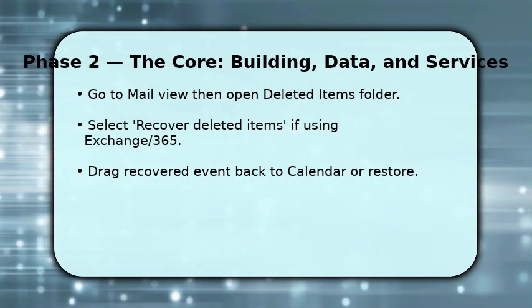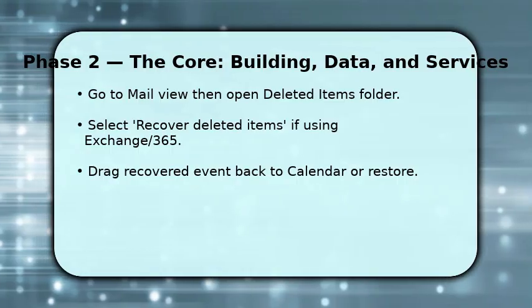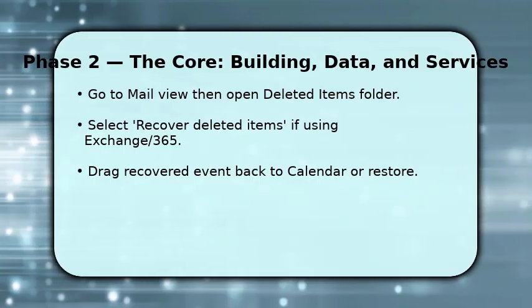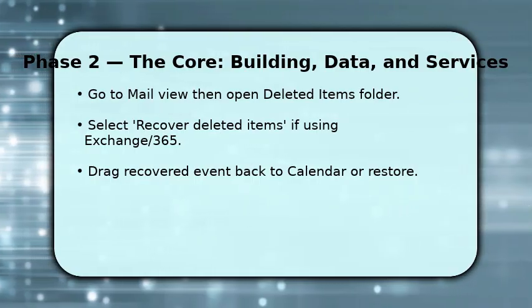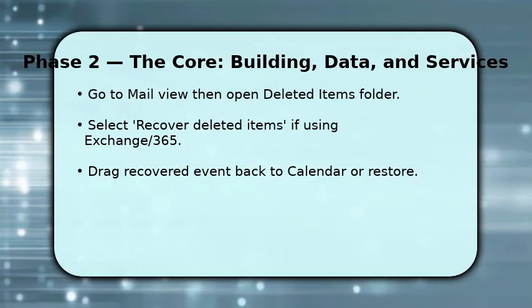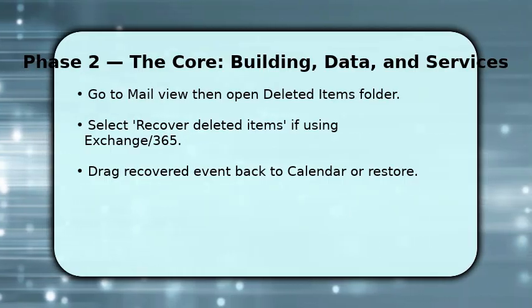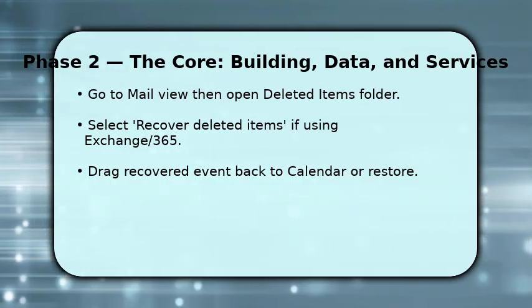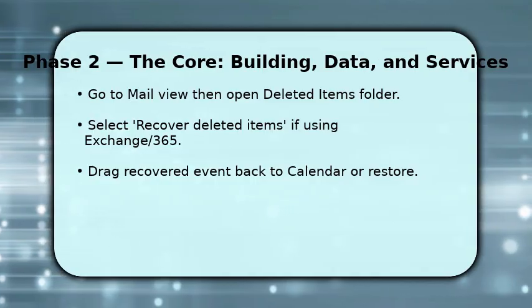In Mail view, open the Deleted Items folder. Many calendar events are stored there as meeting items. For Exchange or Office 365 accounts, choose Recover Deleted Items. This exposes items removed from deleted items. Select the missing calendar entry, then restore it. Outlook will put it back into your mailbox.